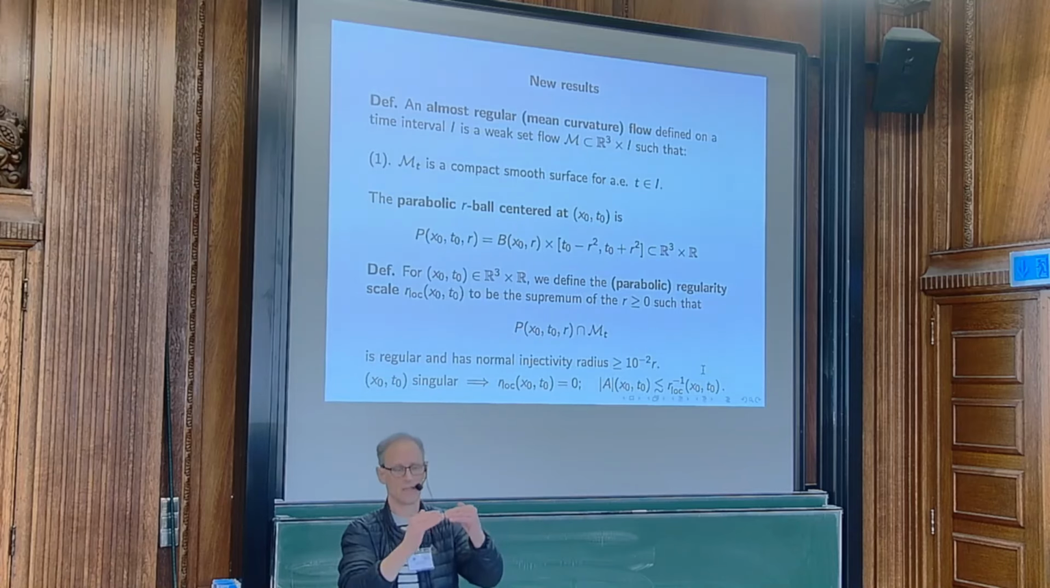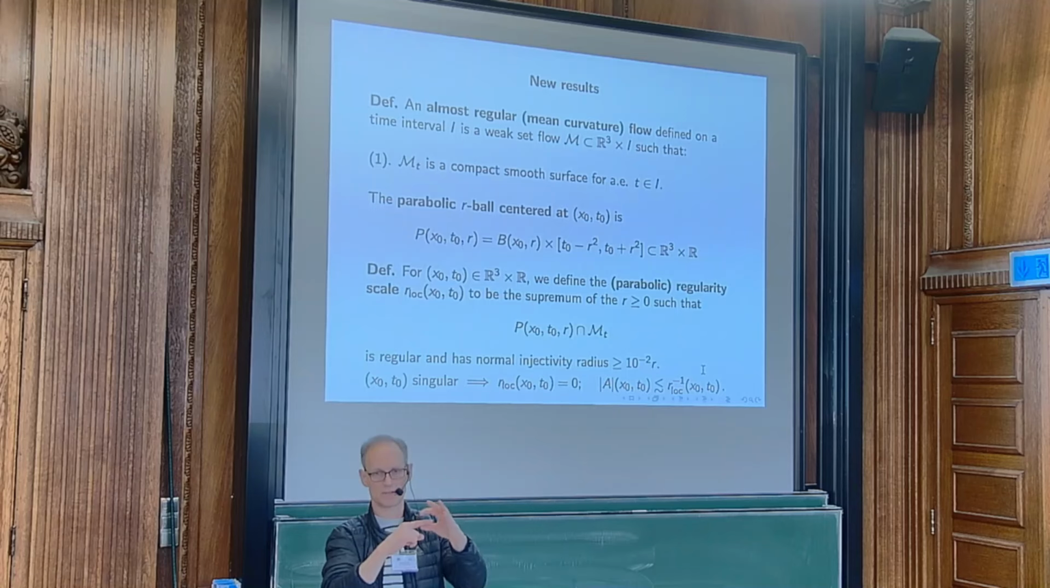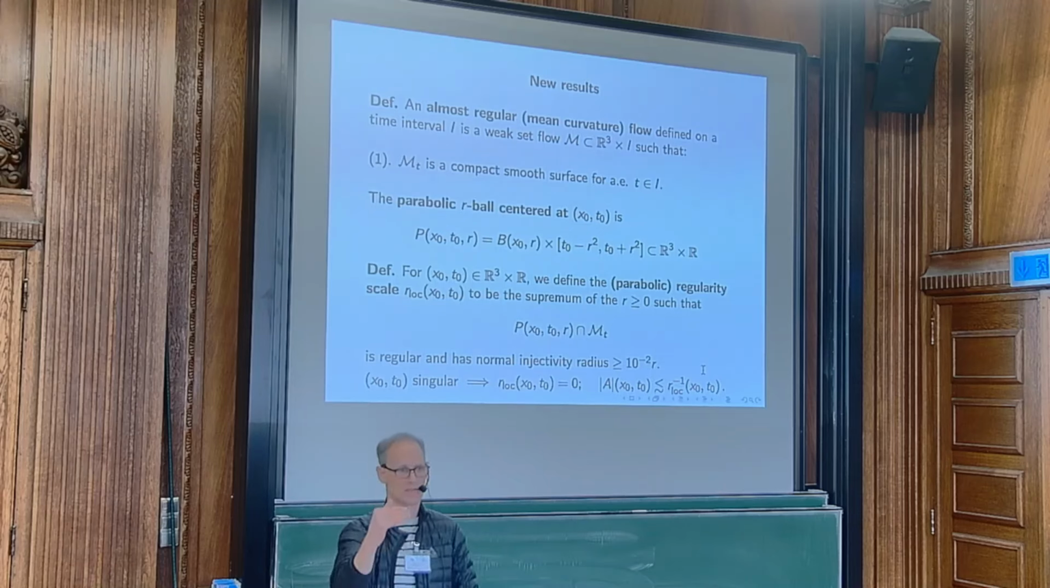I have a factor of 10 to the minus 2, but that's a negotiable constant. So that just says if you look at the normal exponential map restricted to the vectors of length less than this number, then it gives a diffeomorphism. So, two remarks. If this point is singular, well then the local scale is 0, right?